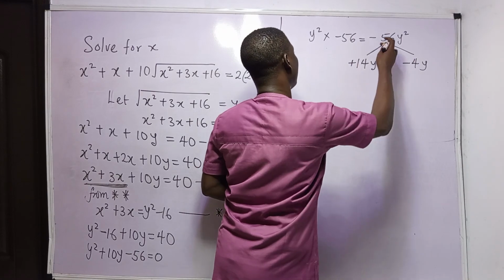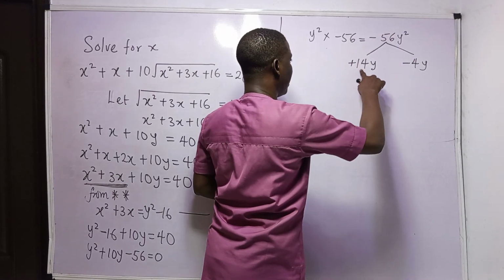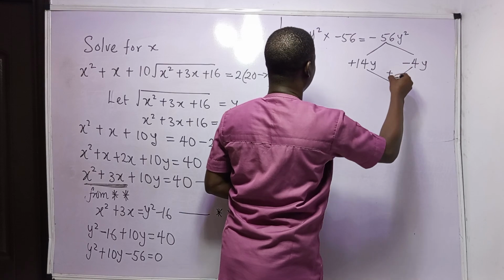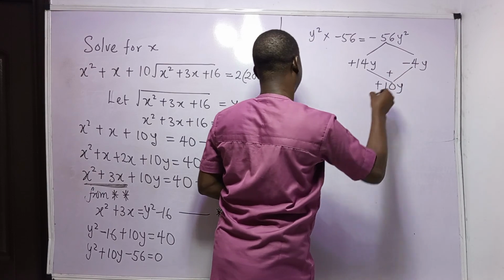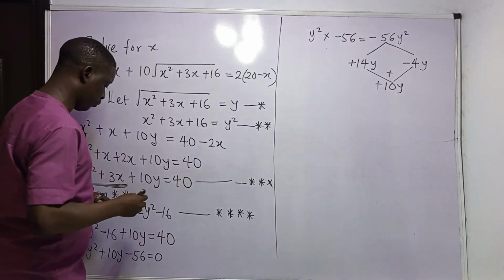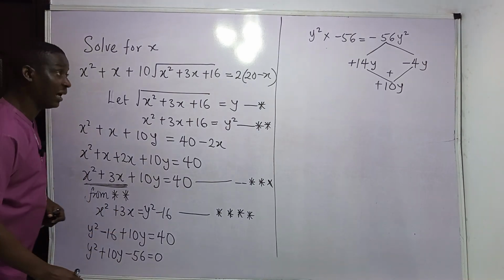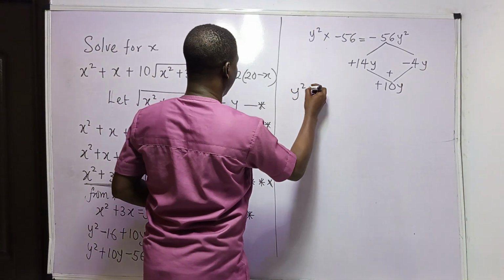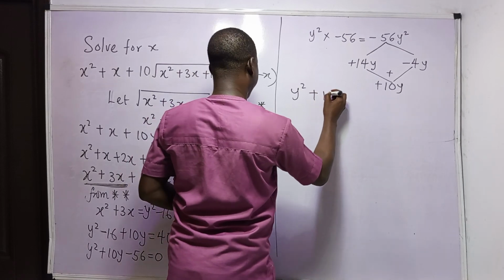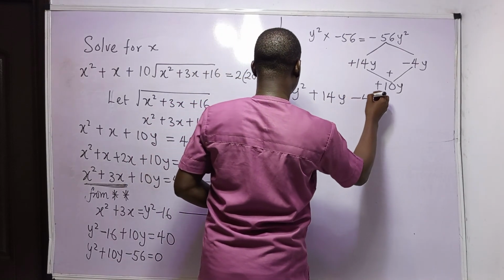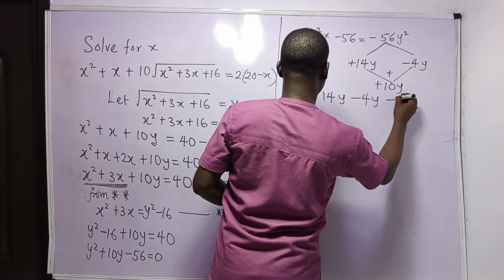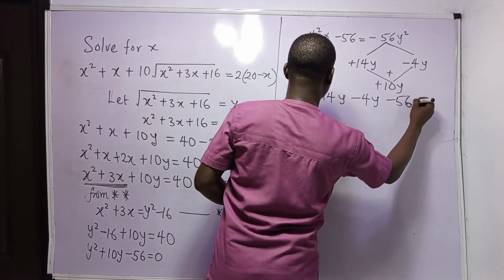Minus times plus is what? Minus. Or if you now add it together, you are going to have what? 10y plus 10y. So that value is suitable. So I will replace this 10y with that. That will give me what? Y squared plus 14y minus 4y minus 56 equal to 0.